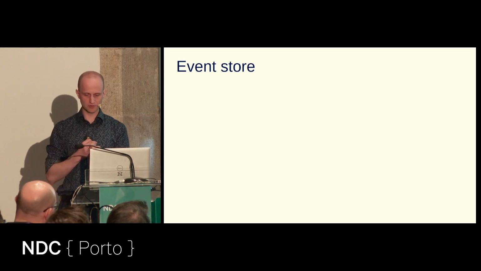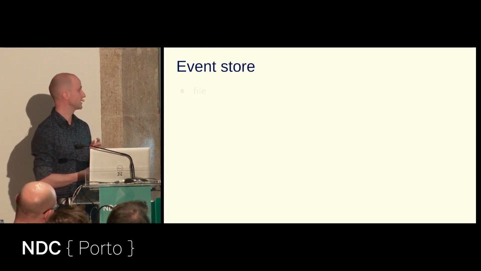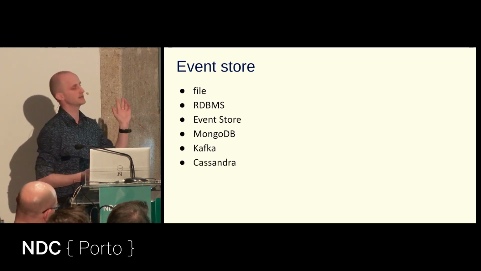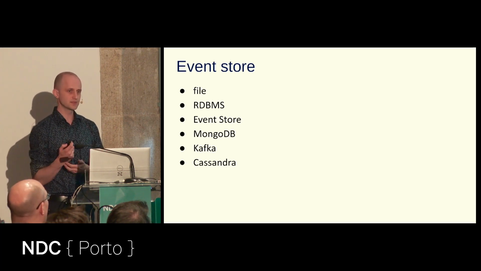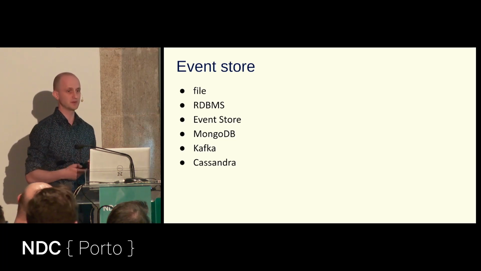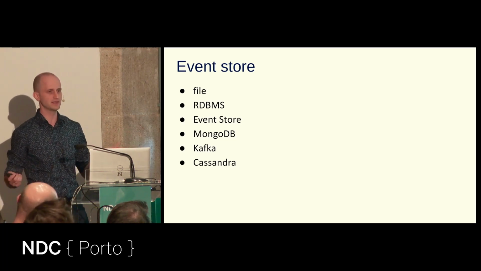Okay, so we know what we want to implement, and how. Now the question is where to store events. You have options like file, relational database, event store, Mongo, Kafka, Cassandra, and many, many others. This time the storage selection depends on the previous choice. If I go with a custom implementation, then yeah, I could use any database I want.